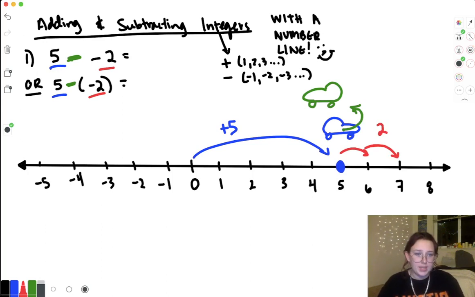So the point that I land on is 7, and that is our answer to our equation.